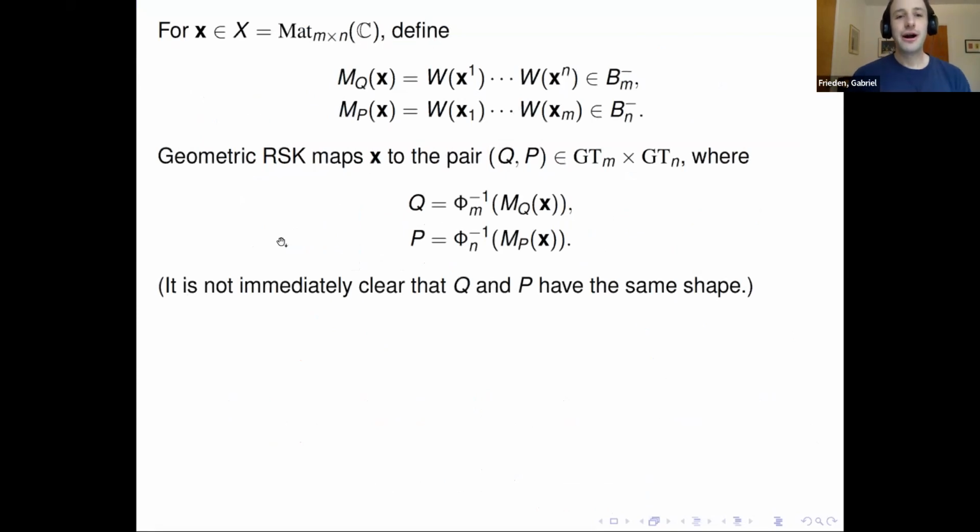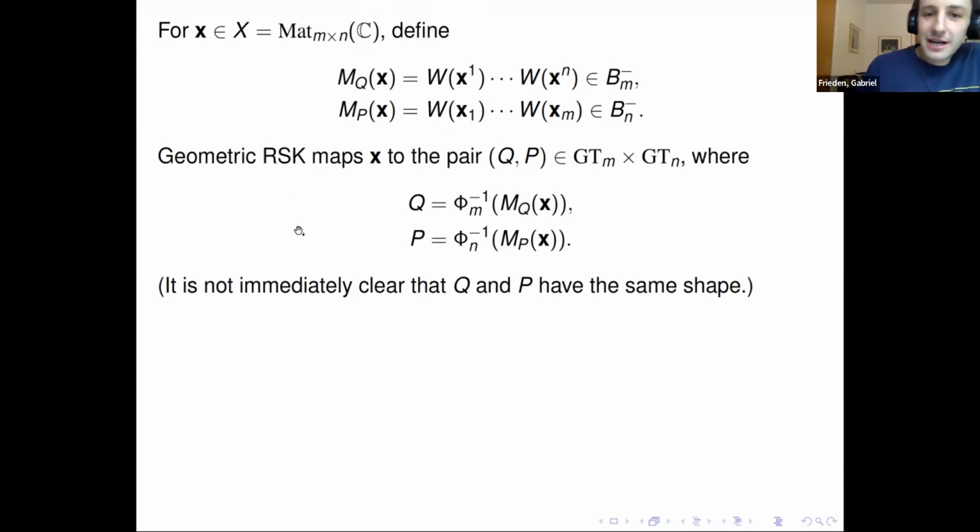Okay, so now I'm going to explain one way of computing geometric RSK. So given my matrix, we saw this earlier, that the geometric crystal structure on the rows, or the GLm geometric crystal structure, came from forming a matrix for each column and multiplying them together. So I'm going to call that matrix MQ, and I'll call MP the matrix where you do the same thing, but you have an n by n factor for each row.